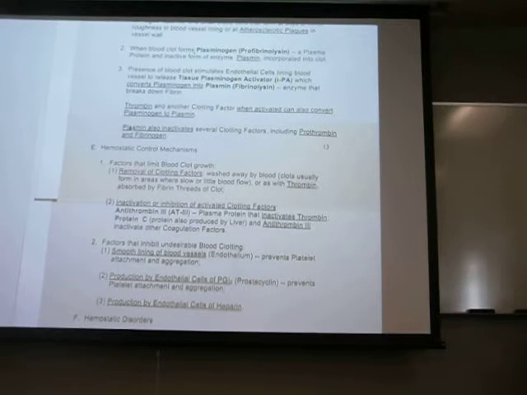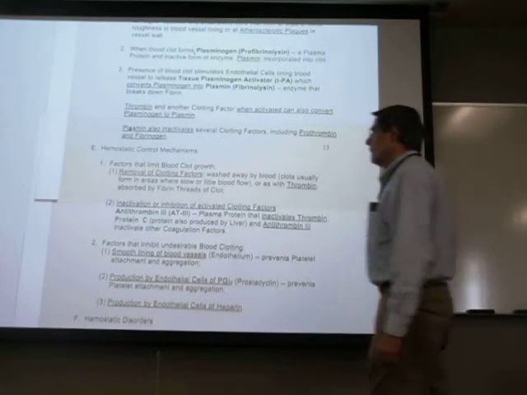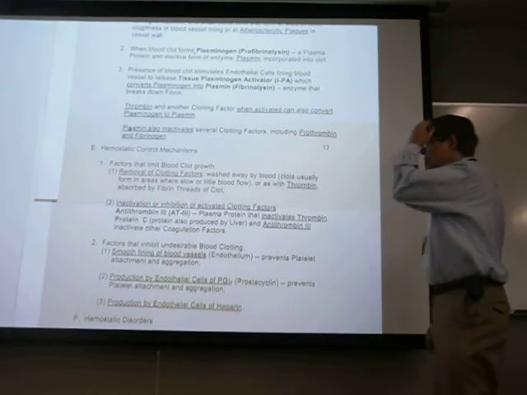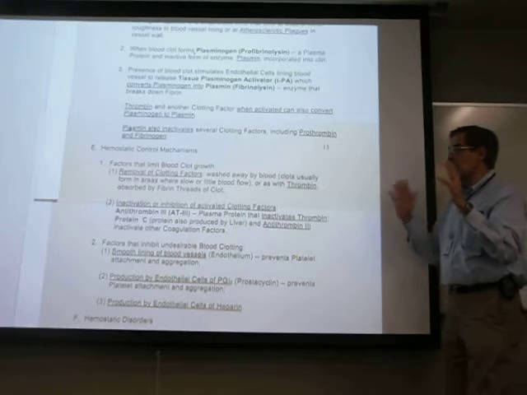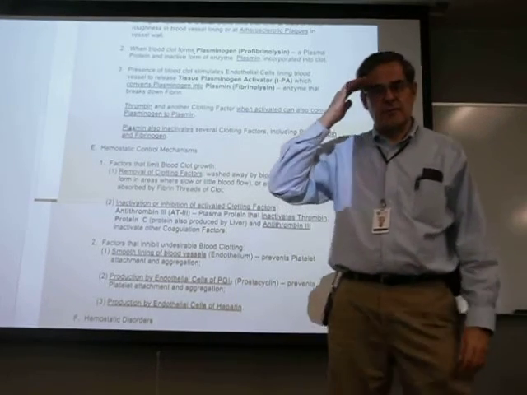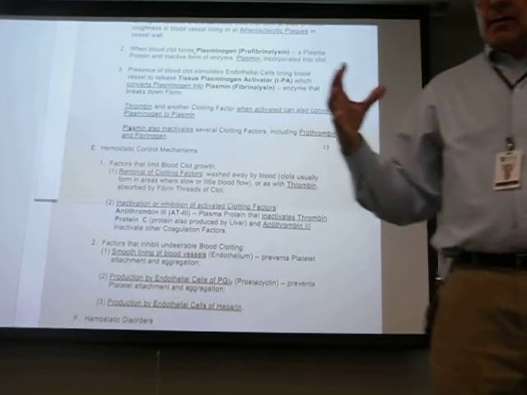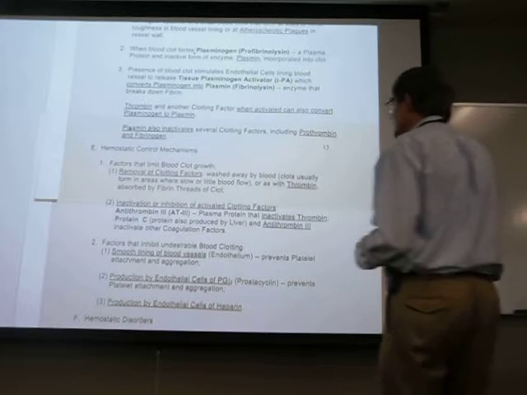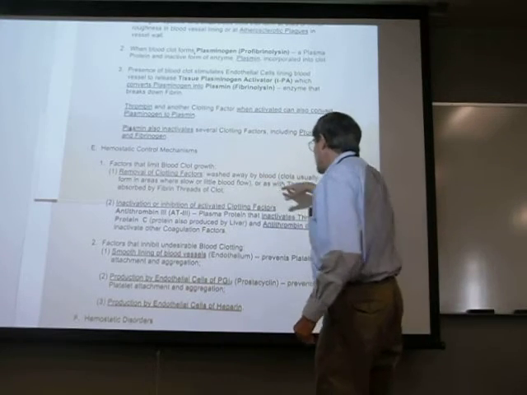Let's look at control measures, hemostatic control measures. Once blood clotting is formed, you're going to have some way to control it. That's what we're talking about here. First of all, doctors said we limit blood clot formation. One is to remove the clotting factors. You can basically keep them apart. You're not going to have the clotting process occurring. So they can literally be washed away.